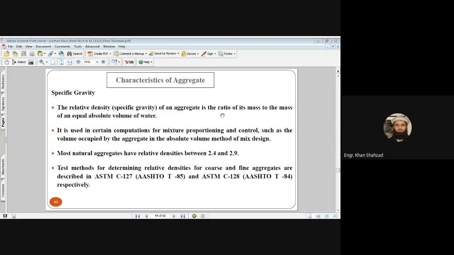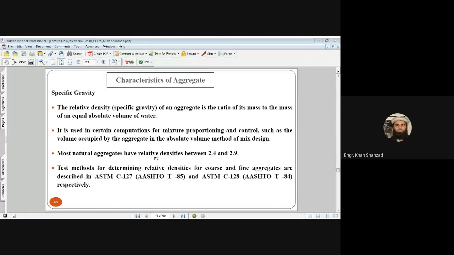Now coming towards the specific gravity. The relative density, called specific gravity, of an aggregate is the ratio of its mass to the mass of an equal volume or equal absolute volume of water. It is used in certain computations for mixture proportioning and control, such as the volume occupied by the aggregates and the absolute volume method of mix design. When we discuss the mix design topic, you will see how the specific gravity is important.